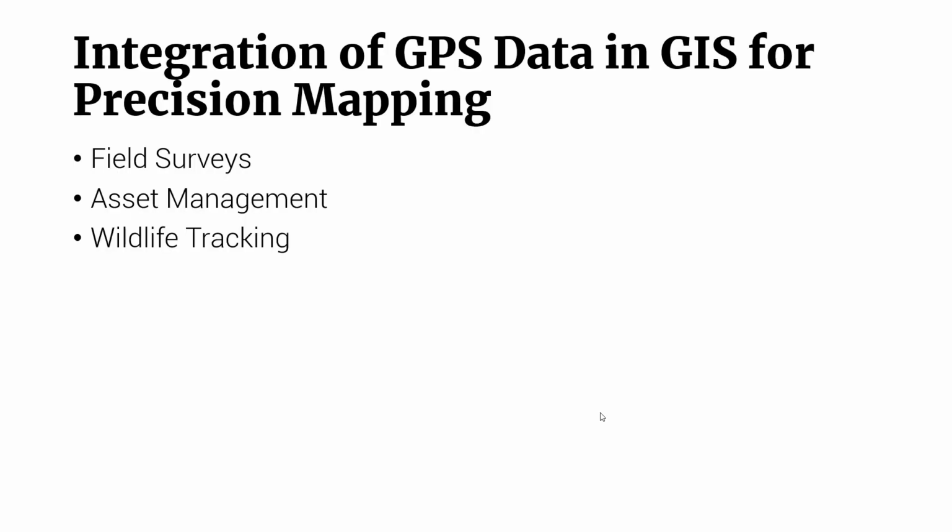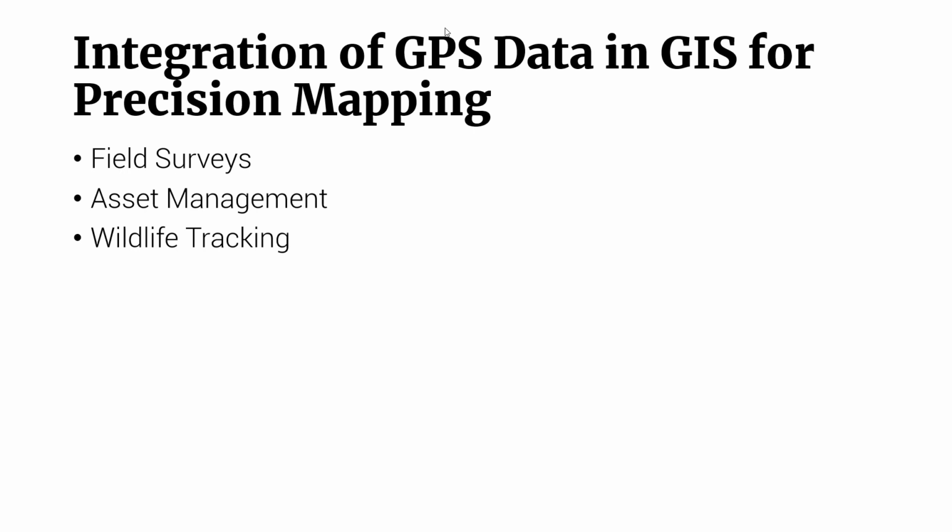So let us continue the integration of GPS data in GIS for precision mapping. So here are the examples of GPS data in GIS for precision mapping. We have field surveys, asset management, and wildlife tracking.